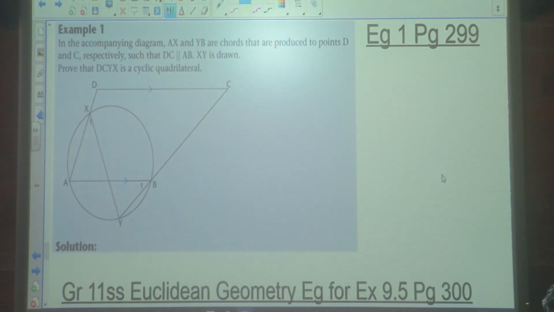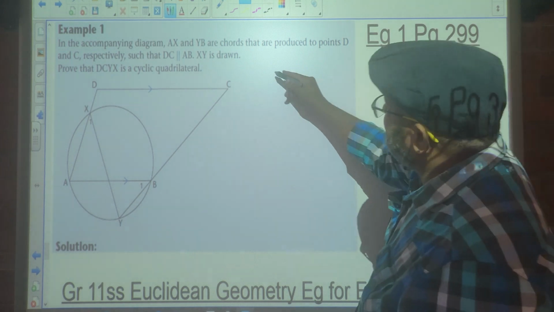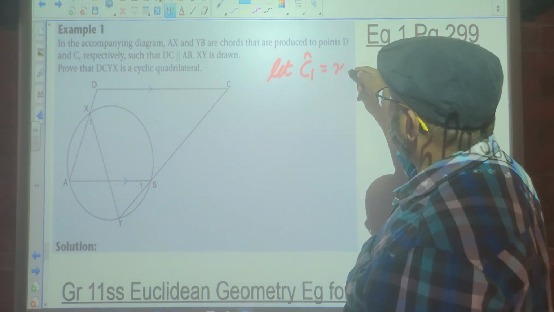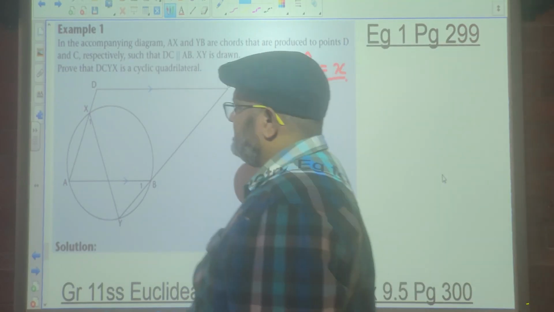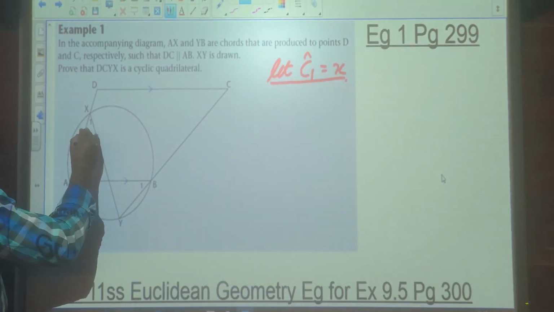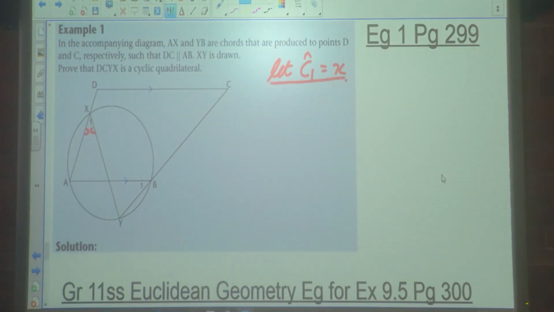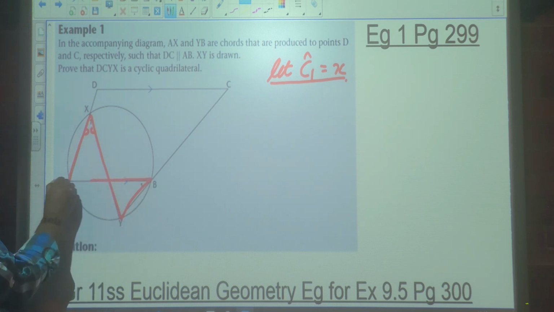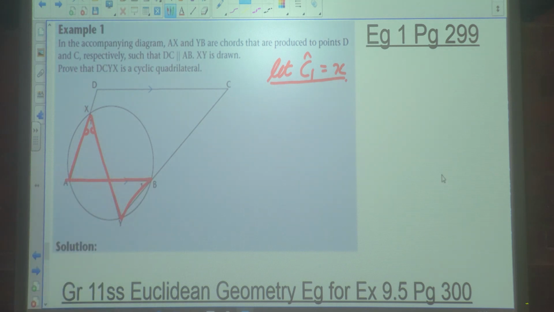So we start off by, you say, let angle C1 equal x. So if angle C1 equals x, which other angles equal to x? B1. And why is angle B1 x? Angles in the same segment. Why is it corresponding?